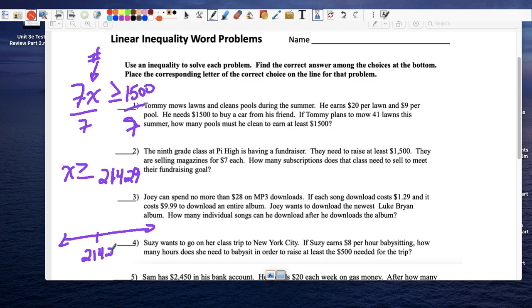214.29. Can you sell 214 subscriptions and give 0.29 subscriptions to the next person? No. So it has to be this or higher. So the next whole number would be 215. So the number of subscriptions has to be greater or equal to 215.